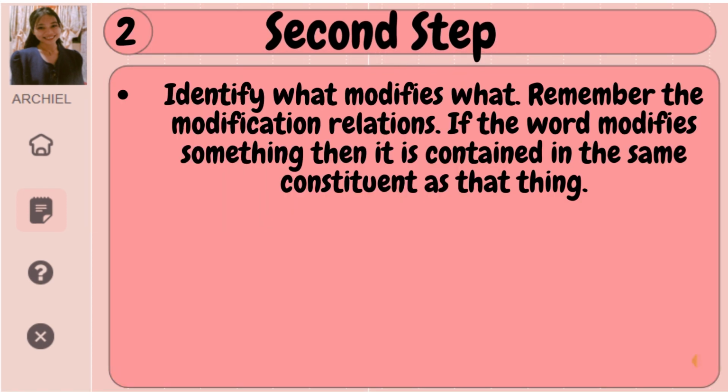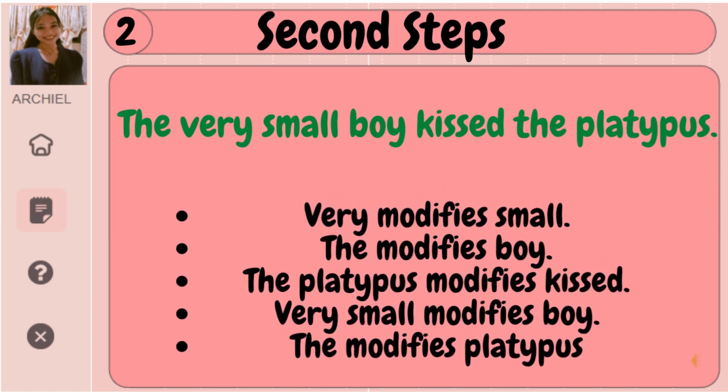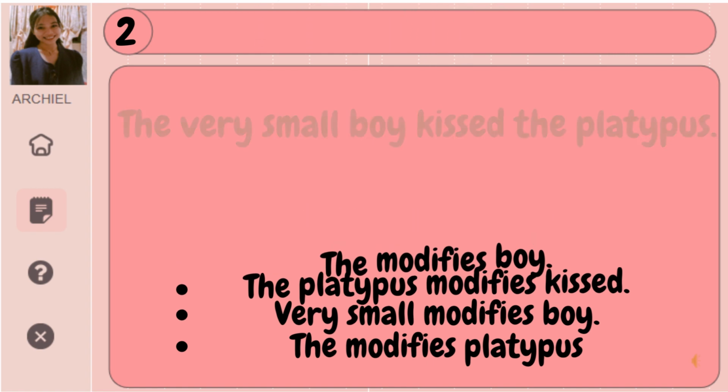The second step is to identify what modifies what. Remember the modification relations. If a word modifies something, then it is contained in the same constituent as that thing. So very modifies small, the modifies boy, the platypus modifies kiss, very small modifies boy, the modifies platypus.